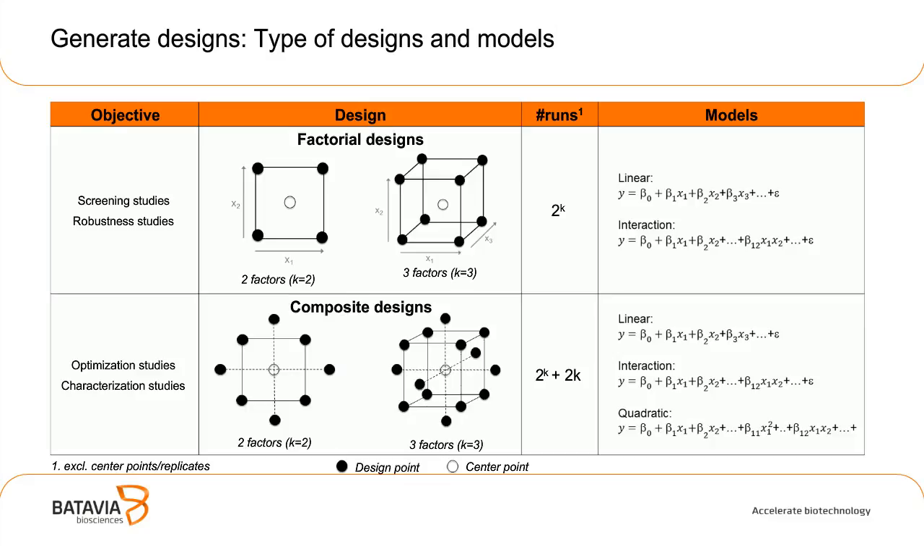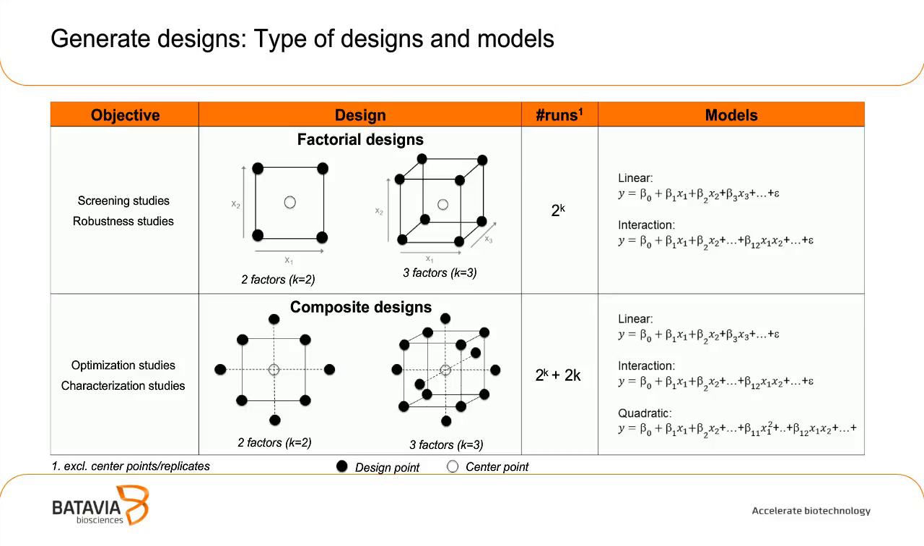So on the first row you see the designs that you can use for screening studies or robustness studies. So for screening studies you want to find the factors that influence responses, and in robustness studies you actually want to show that the factors in the ranges you selected have no influence on the response anymore. Different objectives, but the approach is basically the same. So in the second column you see the design itself.